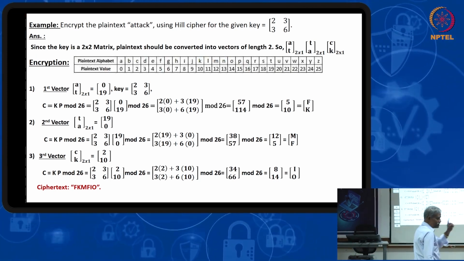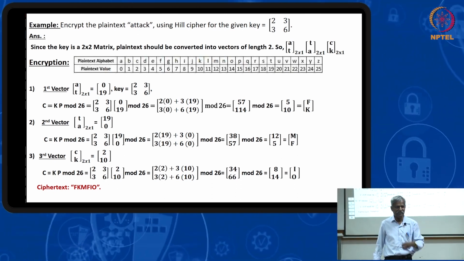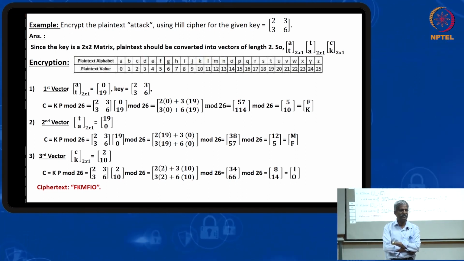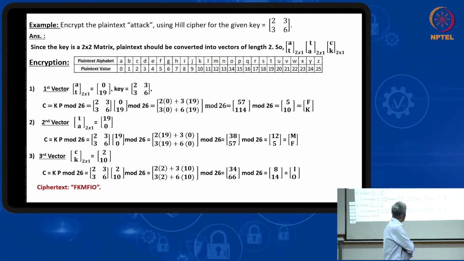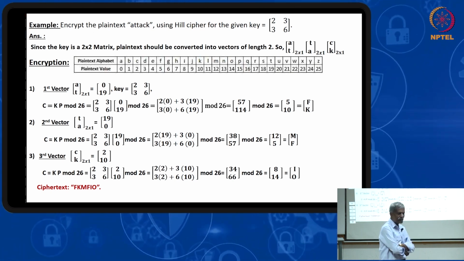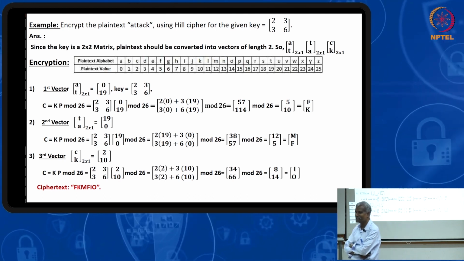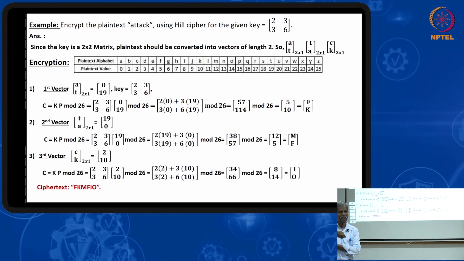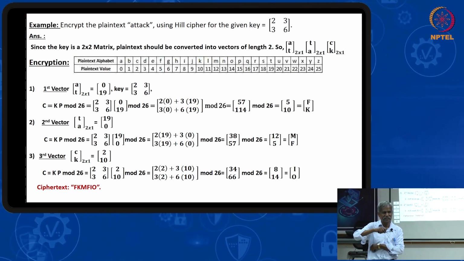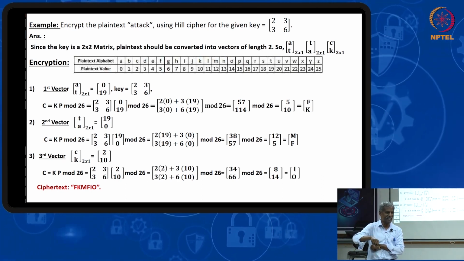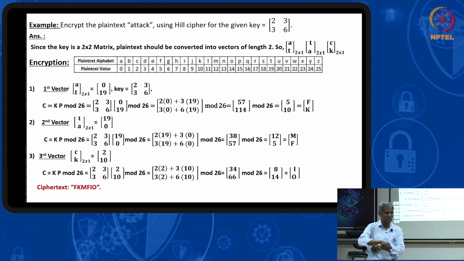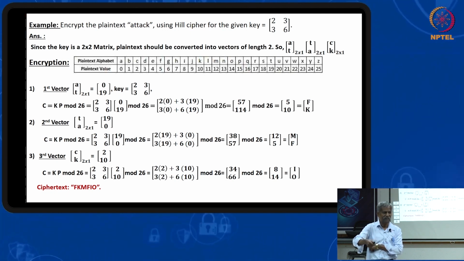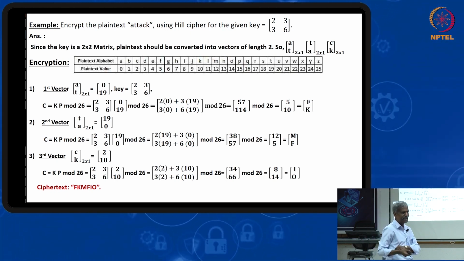Here, mod 26 is very important. For example, W is coming, so which number will I put? W equal to 22. When W equal to 22, suppose we add 3, it's not a problem. But let me take Z, which is 25. If you add 3, what will happen? 28. But 28 alphabets are not there, so you have to use mod 26. 28 mod 26 is how much? 2. So it will come to 2, and 2 means it will be C.